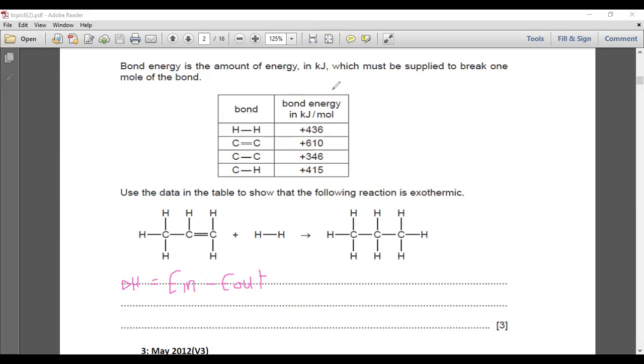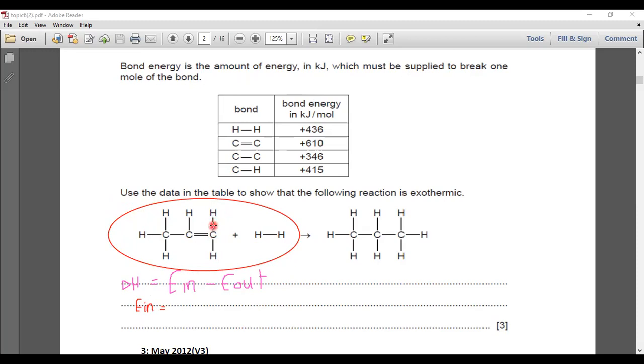Number 2, I have to write energy in. What is energy in? Energy in is the energy of the reactant. What are the reactants? These are the reactants, okay? I will start with the first compound.